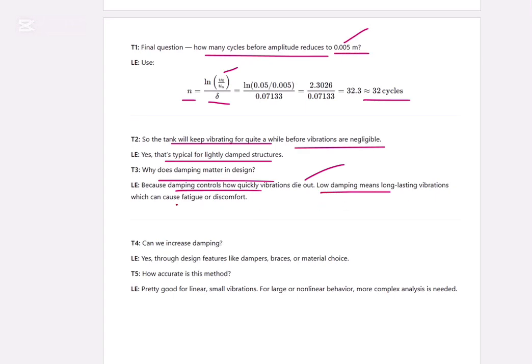Low damping means long-lasting vibrations, which can cause fatigue. Can we increase the damping? Yes, through design features like dampers, braces, and material choice. How accurate is this method? Pretty good for linear, small vibrations. For larger, non-linear vibrations, a more complex method is needed.